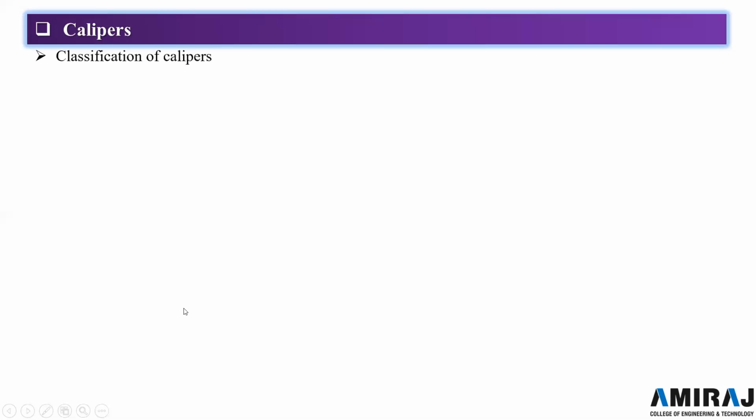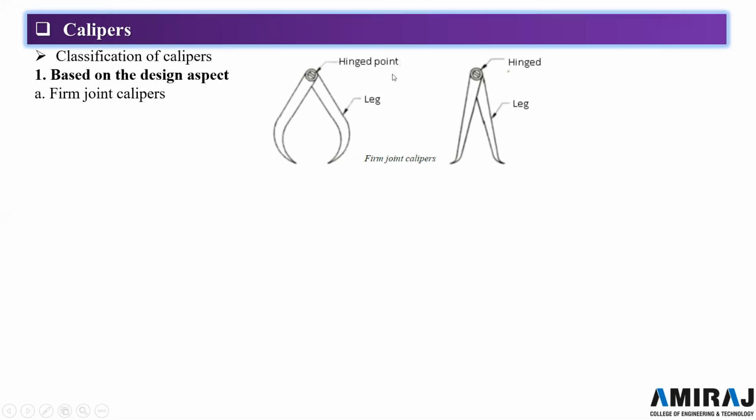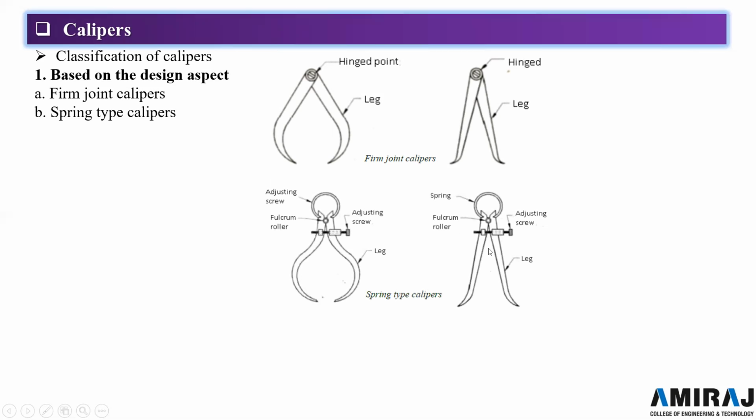Now there is a certain classification of calipers. First one is based on design. There is the firm joint, and here you can see this is the firm joint type caliper. Then there is the spring type caliper. Here you can see there is one adjustable screw, which forms the spring type caliper. This is the spring over here and this is the fulcrum.